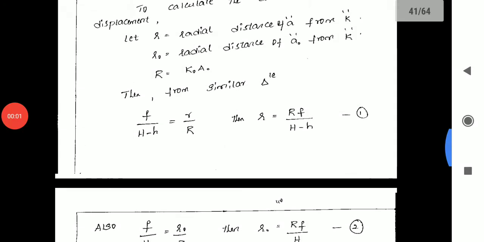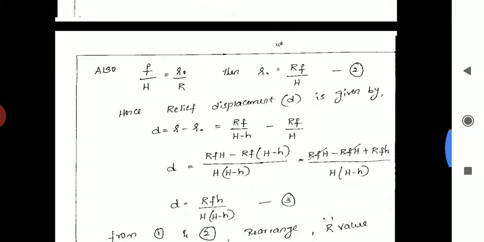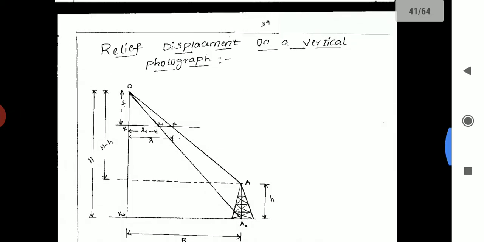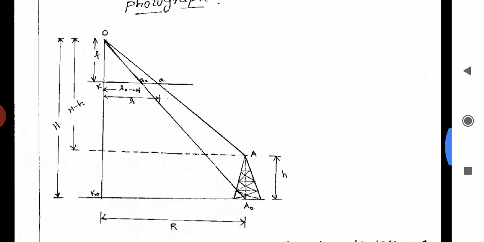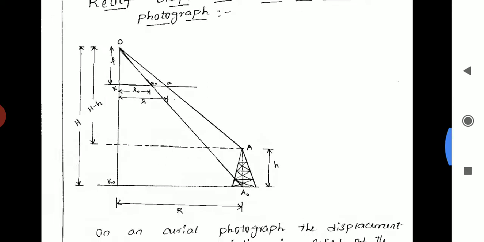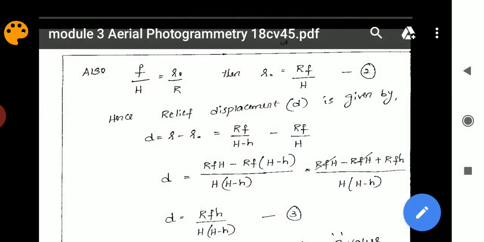So see here we have the r value, small r, and also r naught. Displacement is nothing but this. r minus r naught is nothing but the displacement, that is, a naught minus a. So displacement d equals r minus r naught. We know the r value and also r naught, and by substitution we will get the d value.